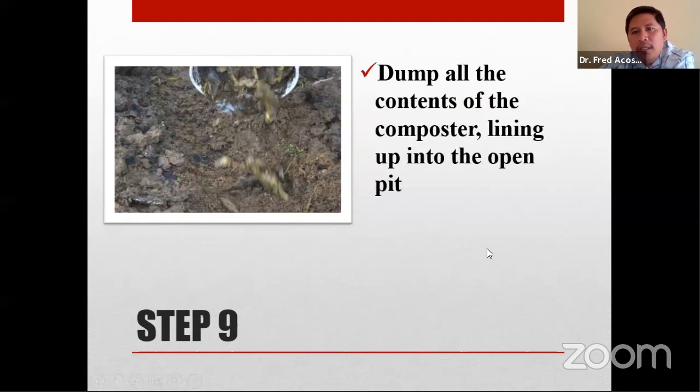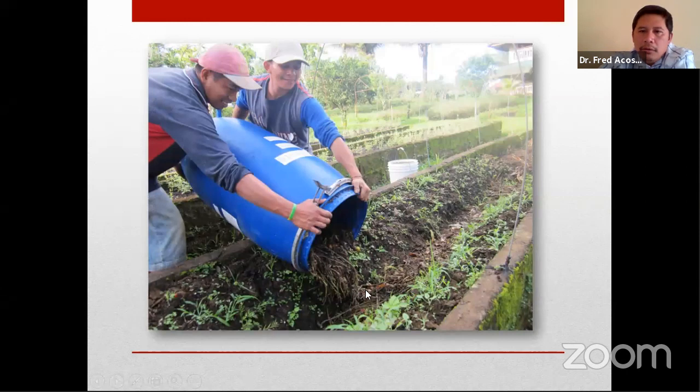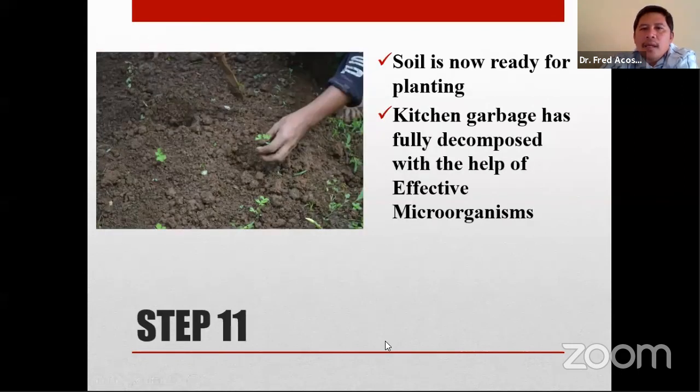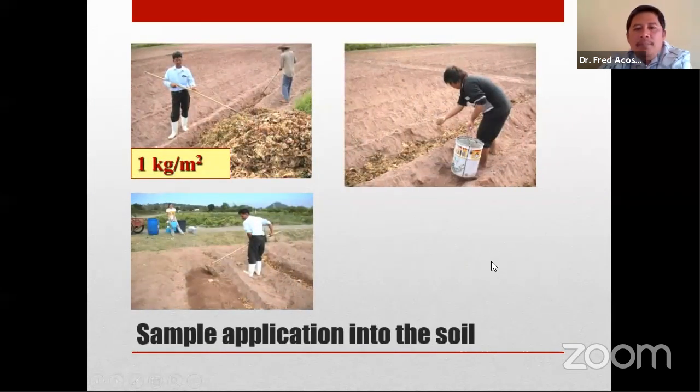So dump all the contents of the composter into the open pit. You have to cover the kitchen garbage with soil and wait for 2 to 3 weeks before planting. The soil is now ready for planting after 2 weeks, when the kitchen garbage has fully decomposed with the help of the effective microorganisms that we introduce in our garbage. This is just a sample application into the soil.